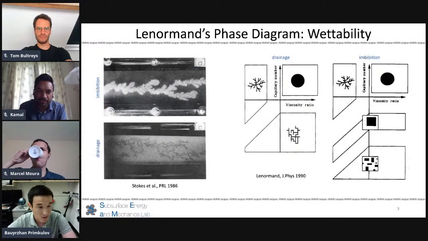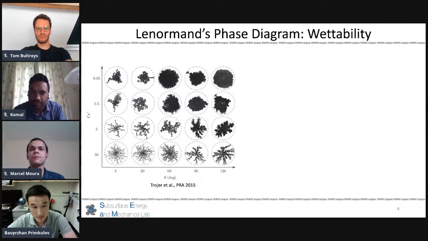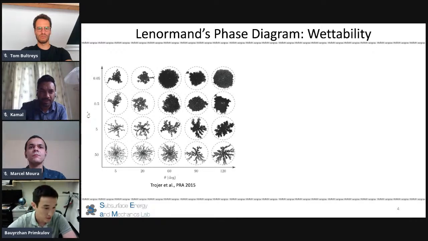Then around the same time, people started reporting that wettability, which is the affinity of the porous media to the two fluids, also plays a significant role in shaping the displacement patterns. There was a study by Stokes and company, and Lenormand himself makes a few observations. And then a bit more recently, there were studies where people systematically studied the influence of the injection rates, here capillary number, and the wettability of porous media.